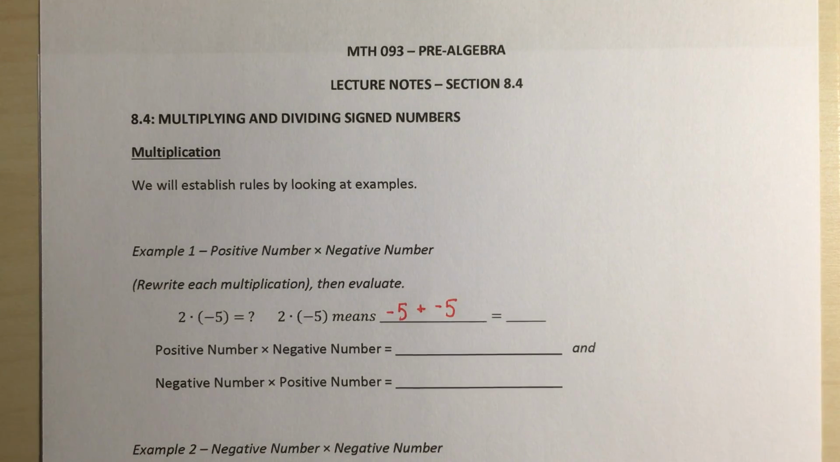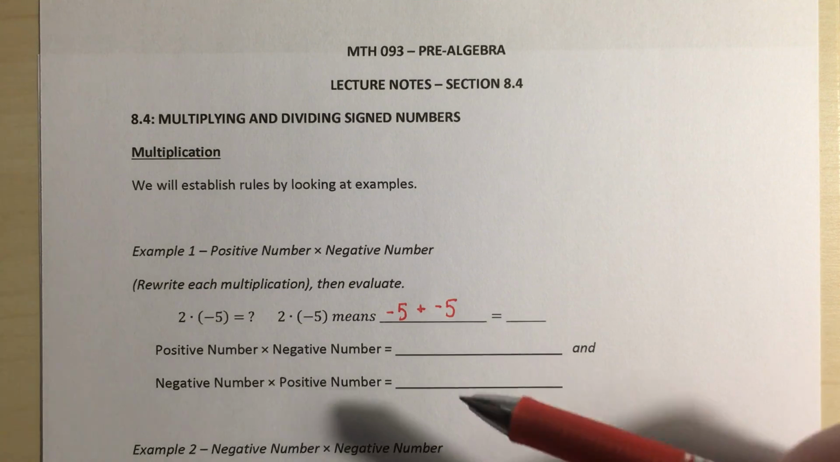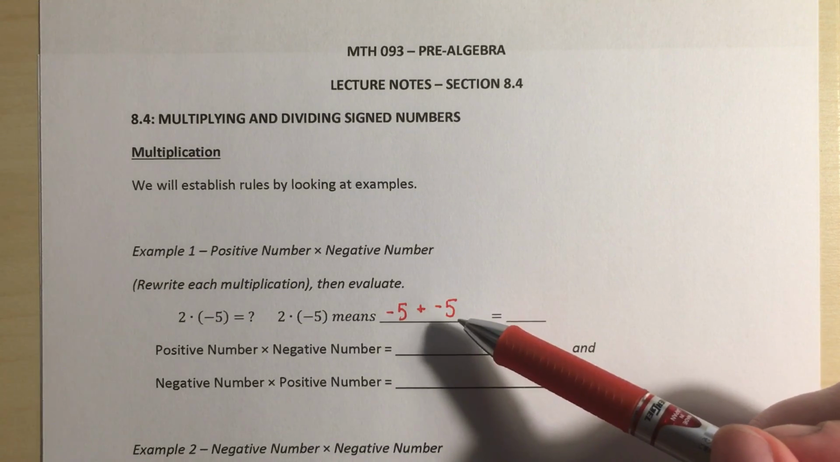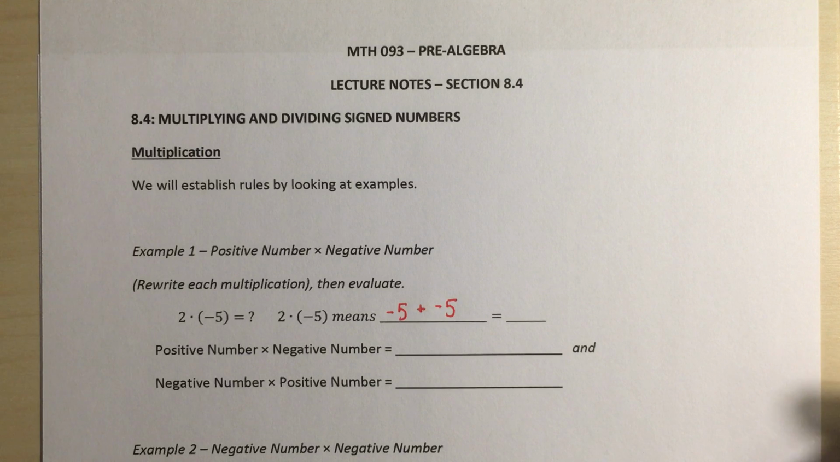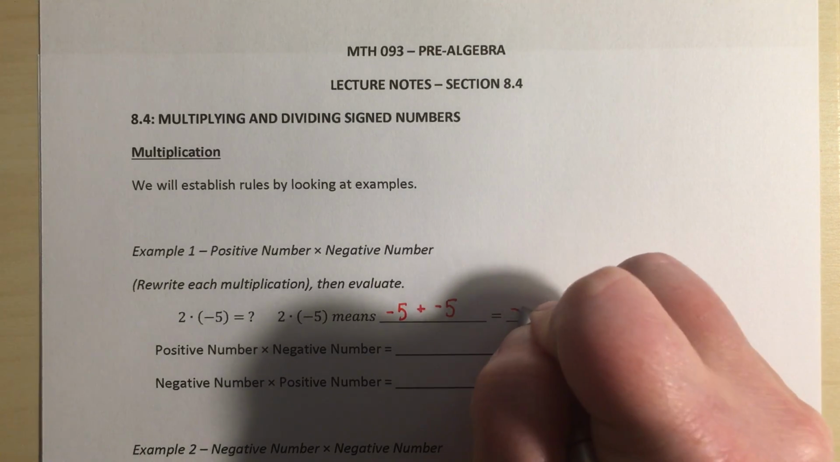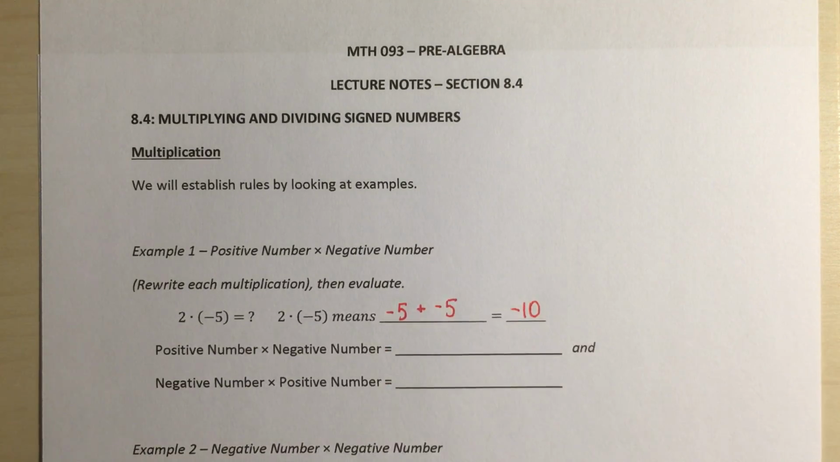Now thinking about what we saw in the previous sections, we talked about adding or subtracting numbers that have either same or different signs. In this case, both of these numbers are negative. So when we add 2 negative numbers, we add our numbers and we keep our common sign, which is a negative sign in the answer. So negative 5 plus negative 5 gives us a negative 10. That means that 2 times negative 5 equals negative 10.